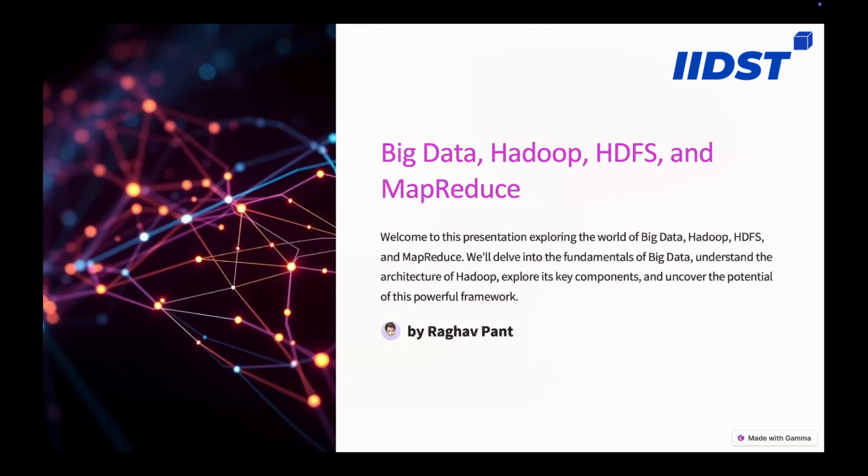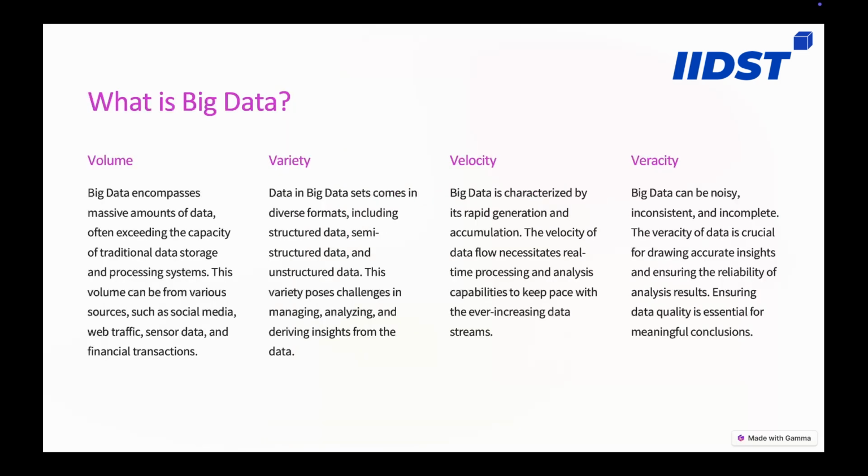We were discussing four V's here. The four V's are volume, variety, velocity, and veracity. The characteristics of big data are volume, of course.